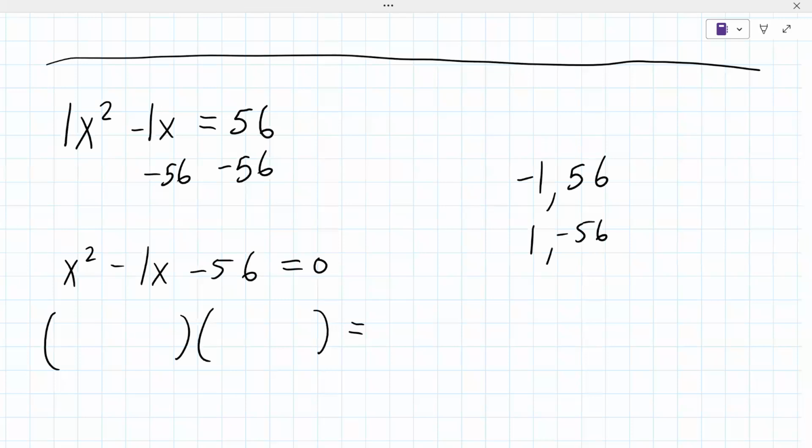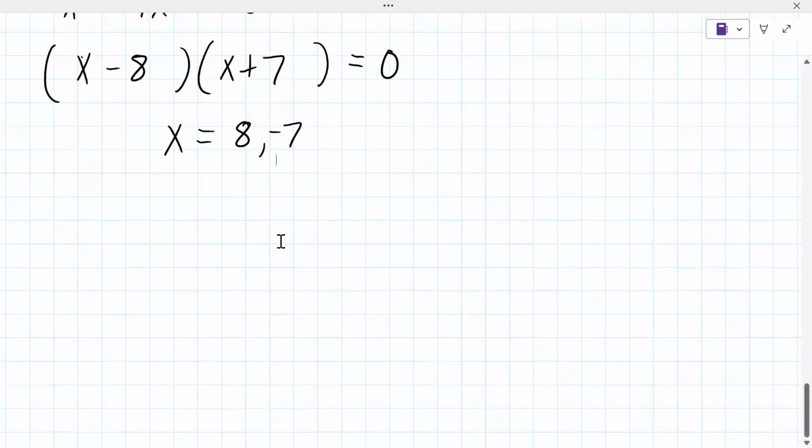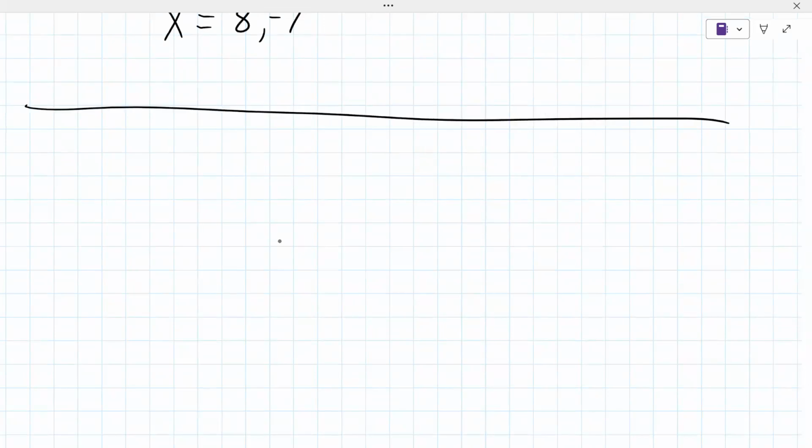So x minus 8 and x plus 7. Keep going. Okay, and then you set them each to 0. Then you would add the 8, so it's x equals positive 8 and x equals negative 7. Good. Okay, let's try one more here. Then we'll try a different type of factoring. All right, go ahead and solve this for us, please.